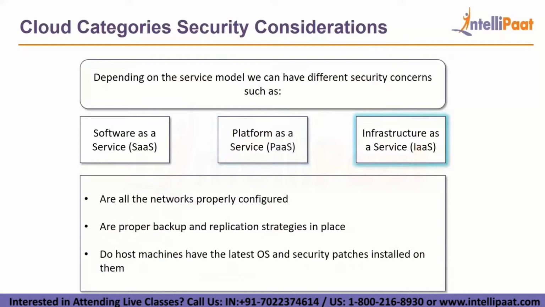Then comes infrastructure as a service. Are all the networks properly configured? Are proper backup and replication strategies in place? And do the host machines have the latest operating systems and security patches installed on them? These are some of the things that you need to be worried about. Network configuration for infrastructure services, software patches for platform services, and security threats for software as a service are some of the things that you should be aware of when you're trying to build these kinds of systems.